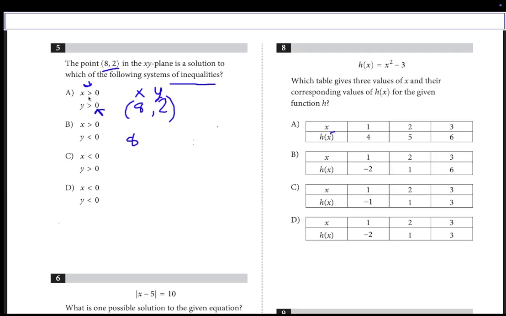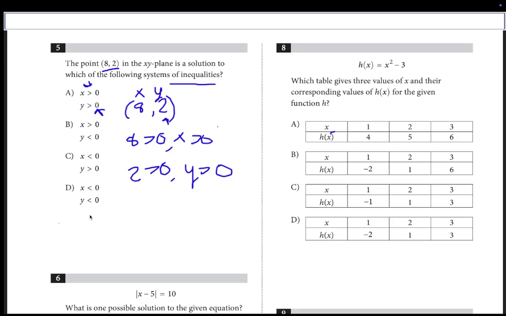Based on this, we want to see, is 8 greater than or less than 0? 8 is a positive number, so we know 8 is greater than 0. Therefore, we can say x is greater than 0. Then looking at our y value, we're going to put 2 down here. We have to determine, is y greater than or less than 0? We know 2 is a positive number. That means it's greater than 0. So then we can say y is greater than 0.